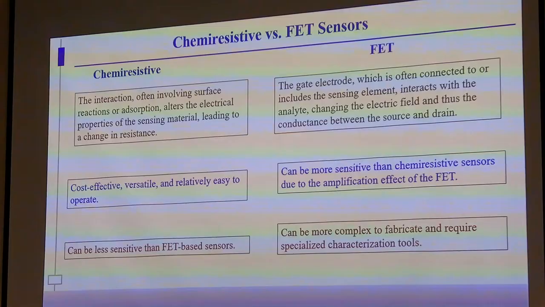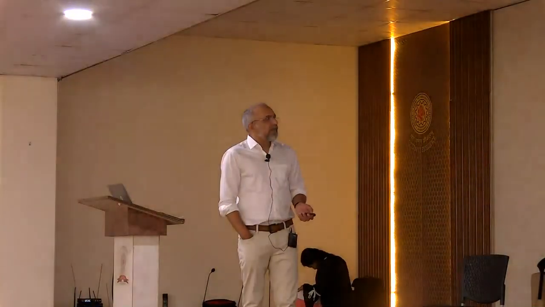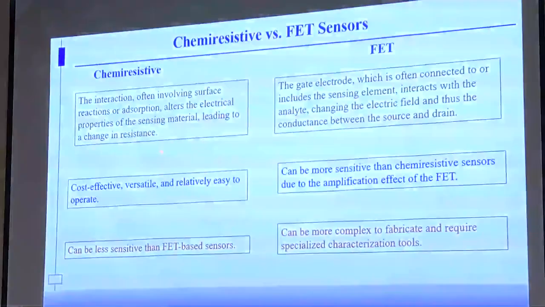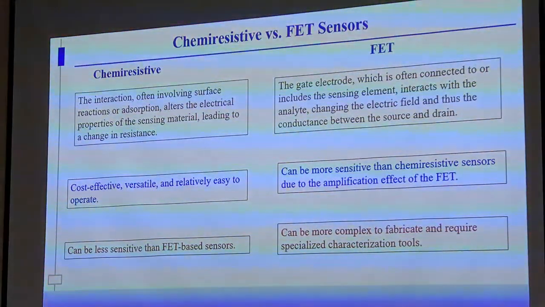Previously, we discussed chemical sensors. So the question is: what is the difference between FETs and chemical sensors here? In the first case, it often involves a surface reaction or adsorption. That modifies the electrical properties, and you have the signal.